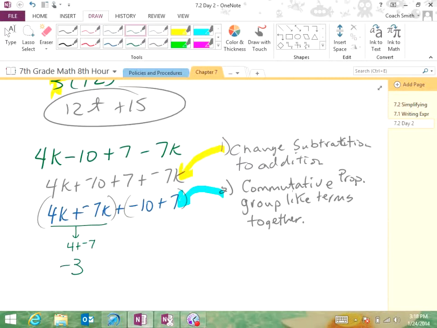Just like fractions. When you have 3 over 8 plus 2 over 8, that's 5 over 8. Same thing with the variable. I have 4k plus negative 7k. Put the two together, you get negative 3k. Plus, I just bring down that plus sign, negative 10 plus 7. Negative 3.